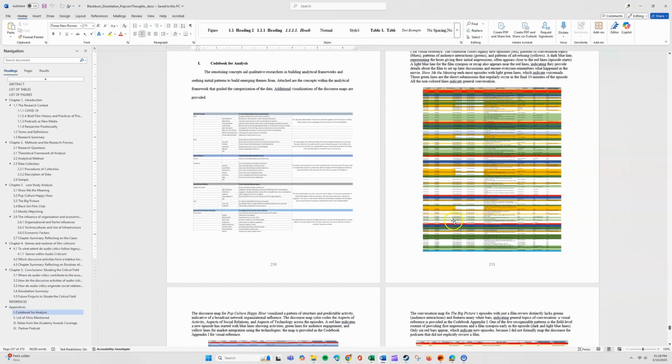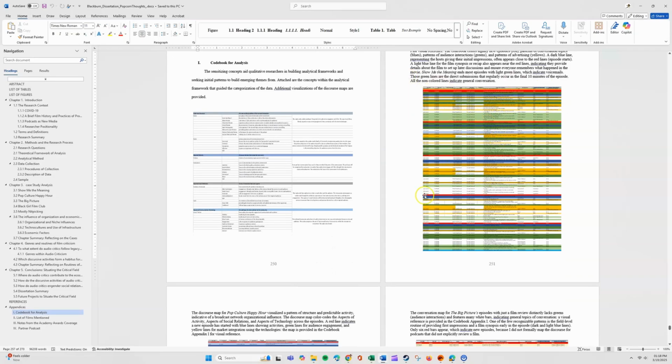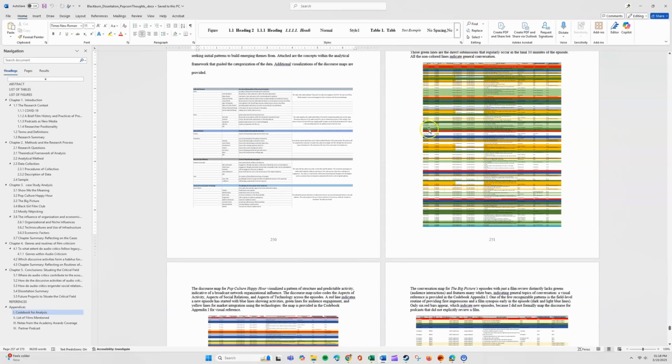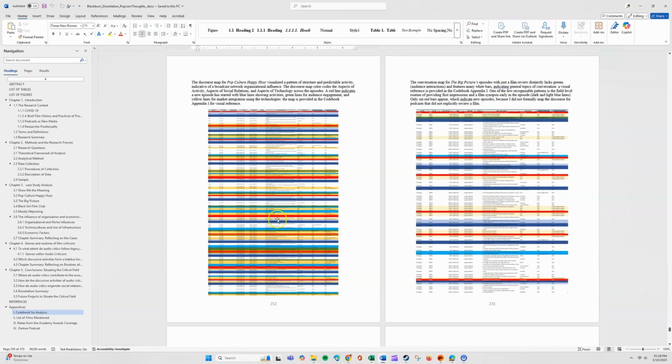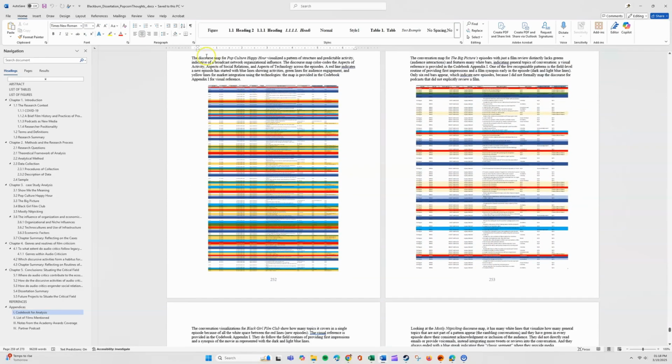Here's how I would color code things so you could visually see when ad breaks happened, how often they changed topics, jumped around. Right, I'm talking about this discourse map, a visualized pattern of the structure and predictable activity, that kind of stuff. And the final step of a solid research project is the review process.